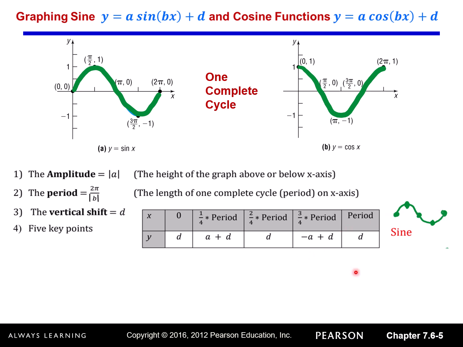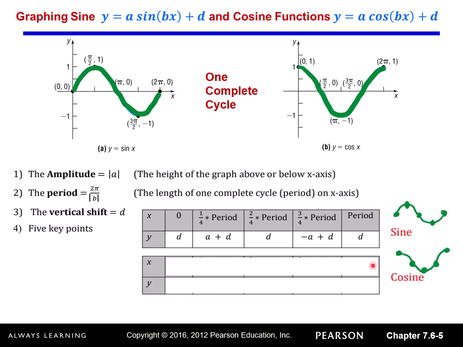And then for the cosine function, it will follow from this cosine wave. The x values of the key points will be the same as the sine function, which is 0, 1/4 of the period, 2/4 or 1/2 of the period, 3/4 of the period, and the period. And then the y values will be a plus d, d, negative a plus d, d, and a plus d.